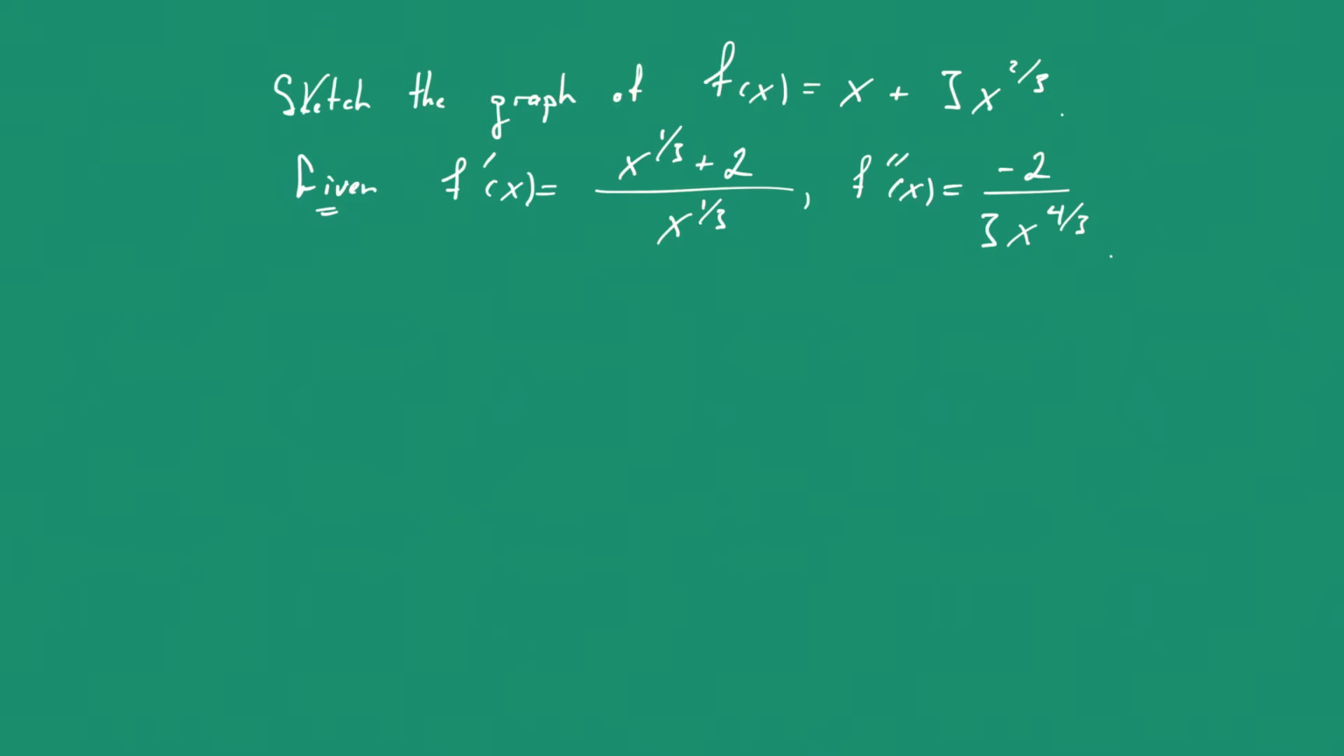In this video, we are going to sketch the graph of this function here. f(x) is equal to x plus 3x^(2/3). We're given the first and second derivatives, though in this case it would actually be quite easy for you to check that these are indeed the first and second derivatives.